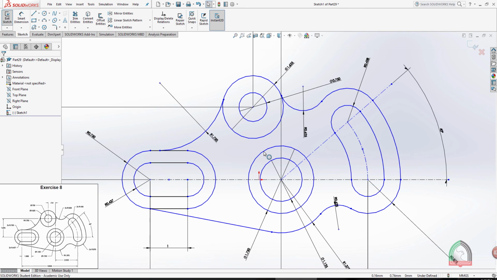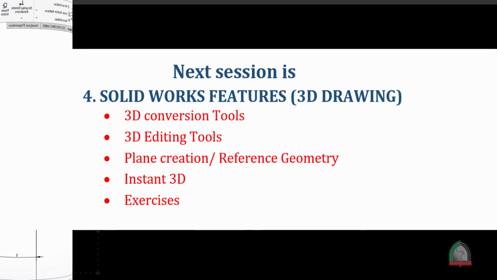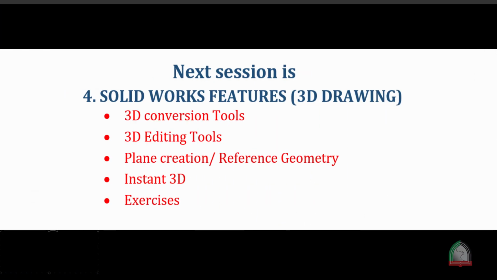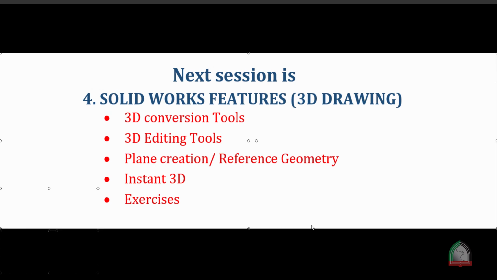So this is all about different exercises of 2D sketch in SOLIDWORKS. And the next session is SOLIDWORKS features, that is 3D drawing by using the SOLIDWORKS software. Very important one. As we know the 2D very clearly, we can easily convert the 2D into 3D. And where we are going to discuss about different conversion tools, editing tools, how to create a plane and reference geometries, and how to instantly make 3Ds. And there also we have a number of exercises.